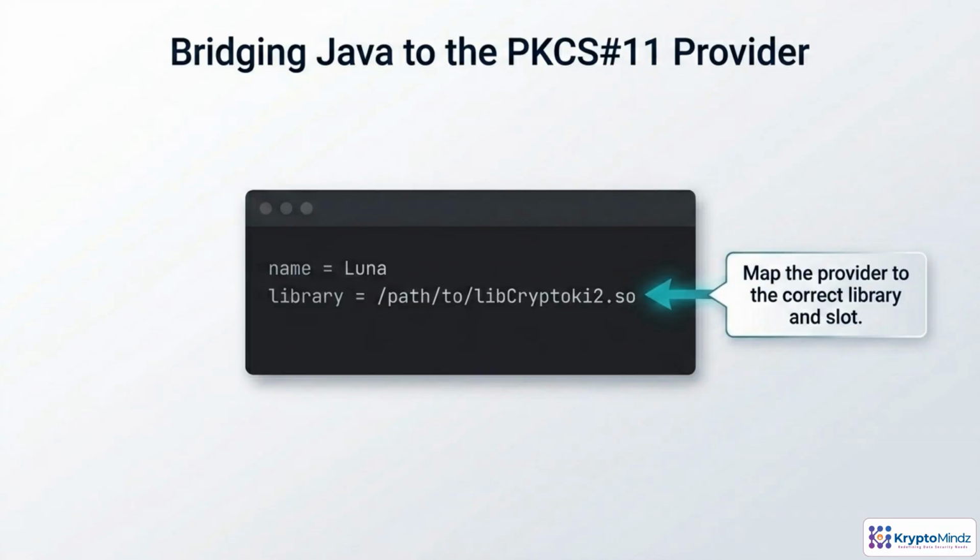To let Java talk to the Luna HSM, you first configure a PKCS#11 provider. The configuration gives it a friendly name, points to the Luna PKCS#11 library, and tells it which slot or token to use. Avoid baking absolute library paths into code. Use environment variables or deployment configs instead. In production, prefer selecting by token label, since slot numbers can change between machines or after hardware changes.